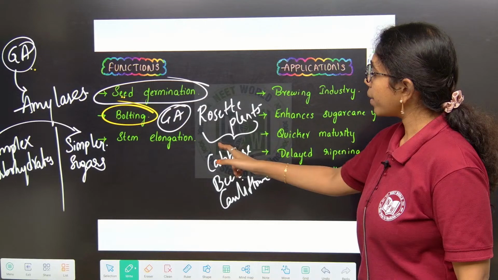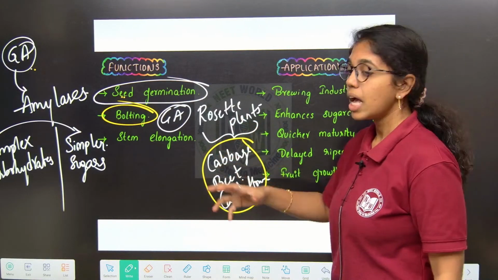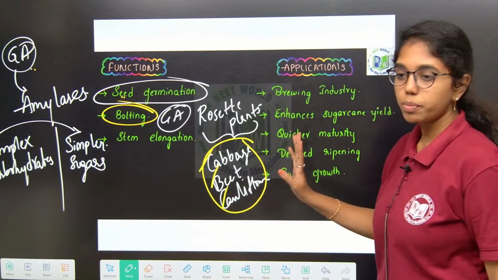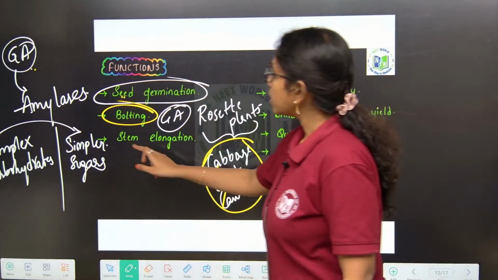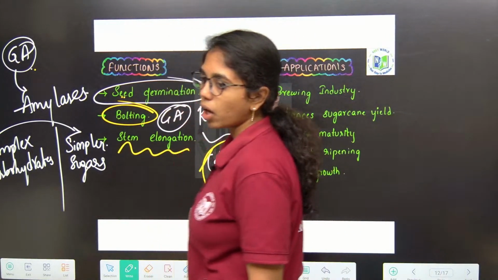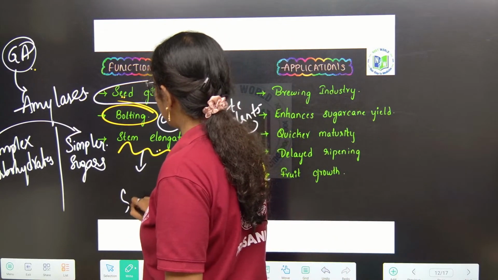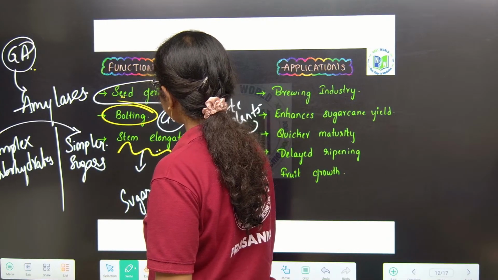So, prior to the flowering when gibberellic acids are sprayed on these rosette plants, that gives an increase in size of cabbage, beet and cauliflower. That is the major application. And next, this increases stem elongation. This is highly used in sugarcane yield. This increases sugarcane yield.